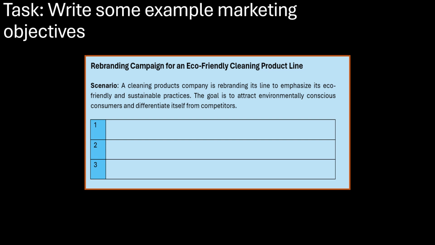And then finally, a rebranding campaign for an eco-friendly cleaning product line. The scenario for this one is a cleaning products company is rebranding its line to emphasize its eco-friendly and sustainable practices. The goal is to attract environmentally conscious consumers and differentiate itself from its competitors. Again, could you come up with 3 marketing objectives for that? Like I say, that was just a little exercise to get you thinking about 3 different types of marketing objectives for 3 different business scenarios.